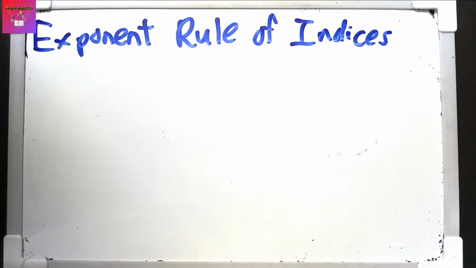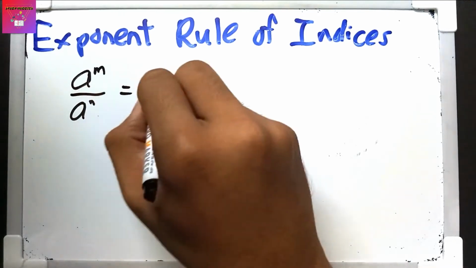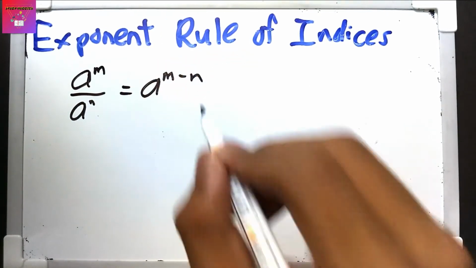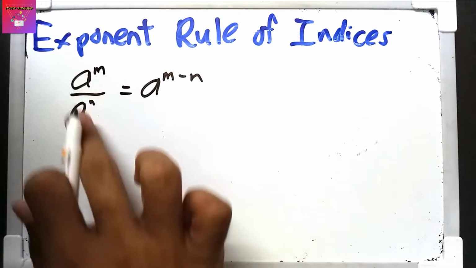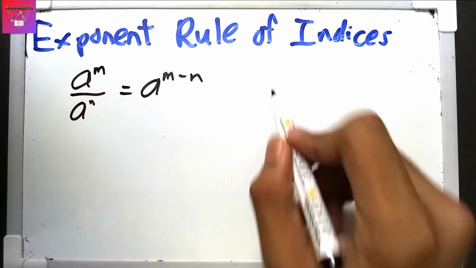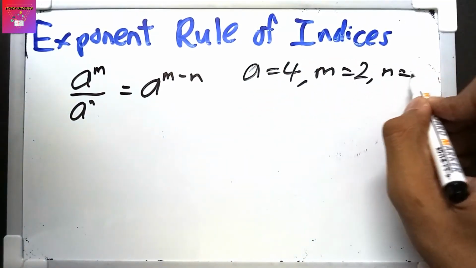Now moving on to our next one, we have a to the power of m over a to the power of n equals a to the power of m minus n. This is the total opposite of the multiplication and addition combination we saw just now. Now it's going to be a division and subtraction combination. Let me prove it to you again. I'll use the same numbers.